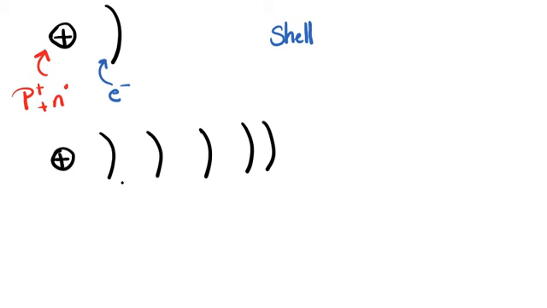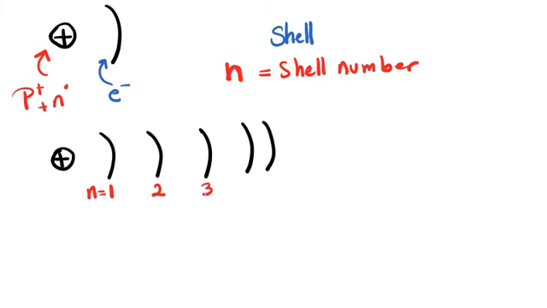When we have shells, I'm going to call shells by shell number. So this shell number, because this is a number, let me denote by n. So n is going to represent shell numbers. So if we have n equal to 1, it means we are going to talk about shell number 1. If we have n equal to 2, it means we talk about the second shell, third shell, and so on.